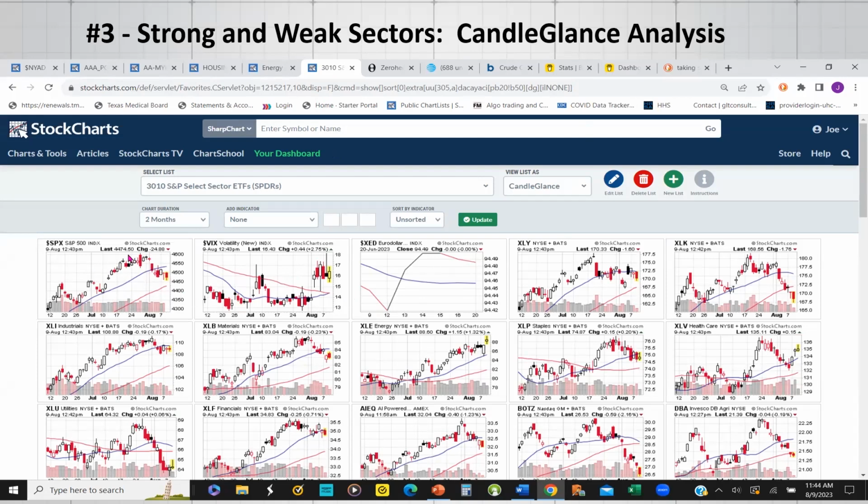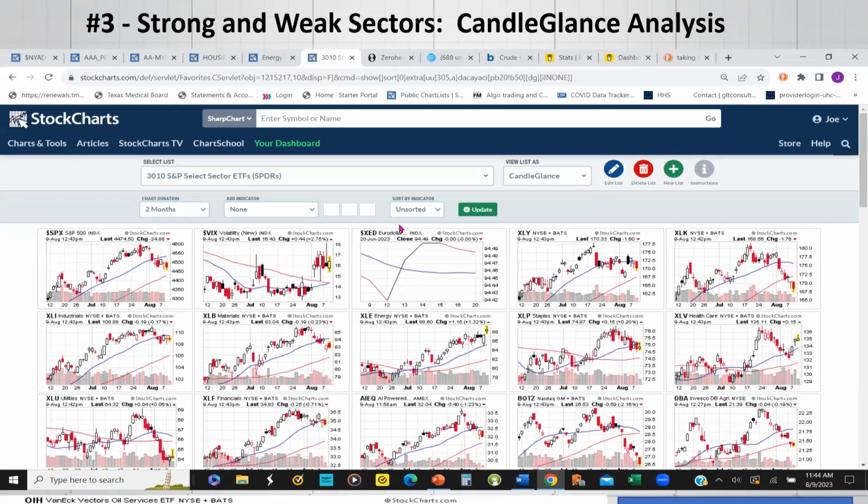We can see here the S&P 500 is heading down. You can see the volatility index. You can see that there are different sectors here. And specifically, if you look at technology up here, the XLK ETF, it's weak, but you can see that the energy sector, the ETF XLE, is moving up. So I start with the big market picture, and then I work down to CandleGlance. And CandleGlance helps me pick what's strong and what's weak.